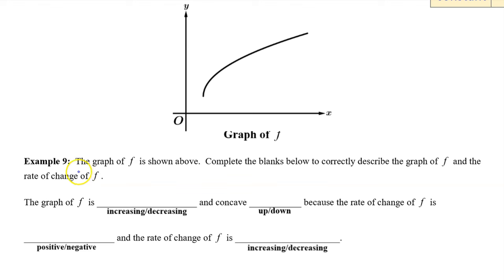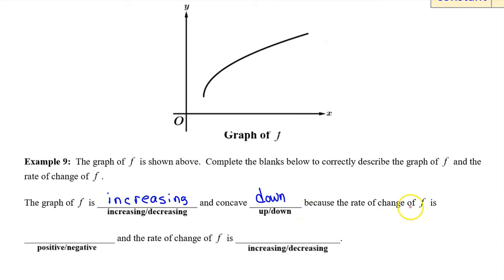Let's see if you can do example 9 without looking directly at that chart. The graph of f is shown above. Complete the blanks below to correctly describe the graph of f and the rate of change of f. The graph of f is increasing or decreasing. It is clearly increasing. It is rising from left to right. And concave up or down. This is concave down. It is part of a frown.